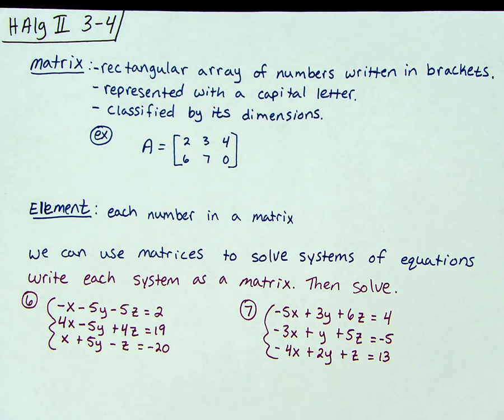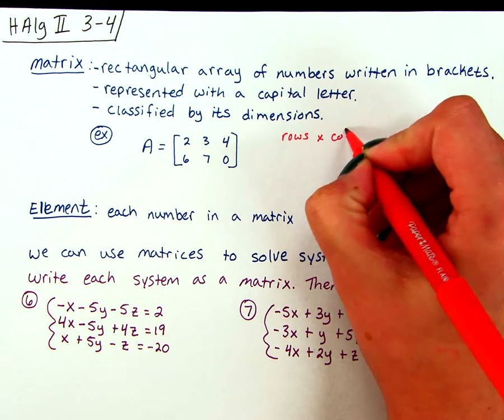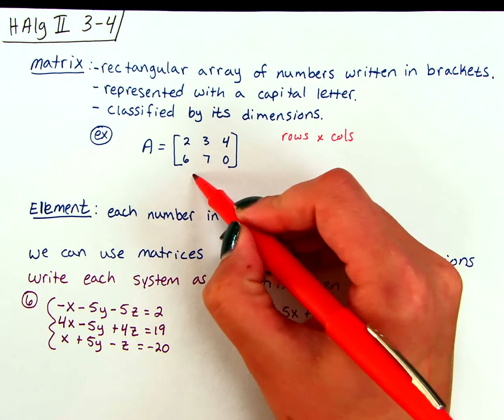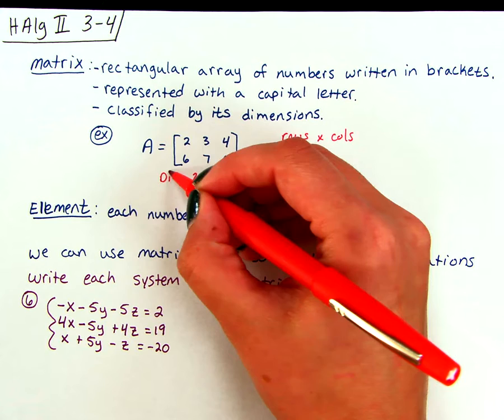All right, so the next topic that we're going to talk about are matrices. So this is going to be just an introduction to what they are and how to set them up. So a matrix is a rectangular array of numbers written in brackets. We represent a matrix with a capital letter and we classify it by its dimensions. So dimensions are always going to be the number of rows by the number of columns. Okay. So for our matrix A here, we would have 2 rows and 3 columns. So we would say that this is a 2 by 3 matrix for the dimensions.